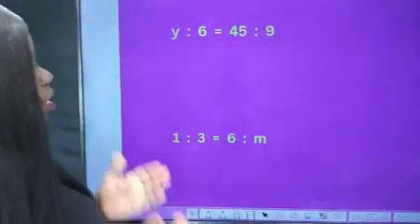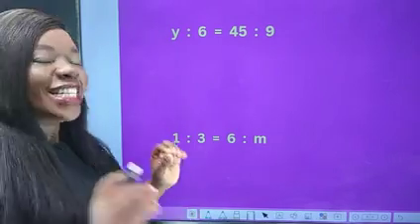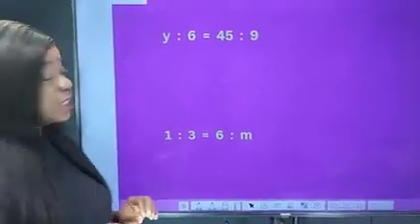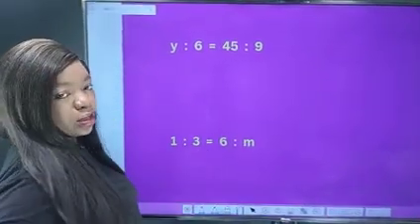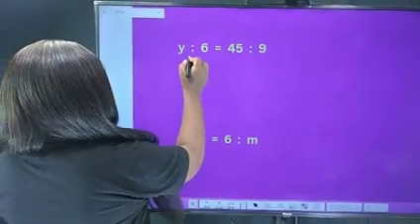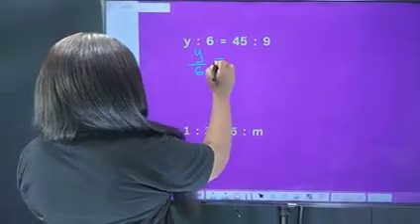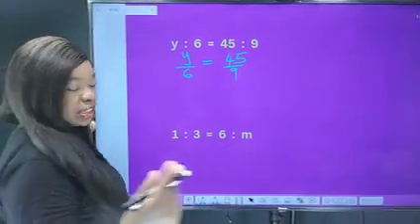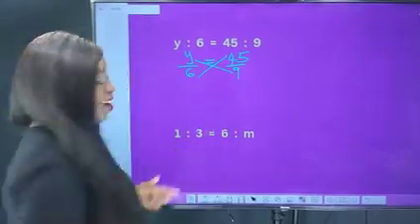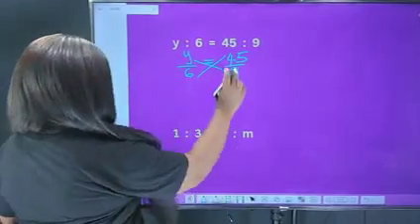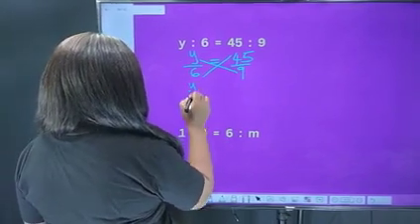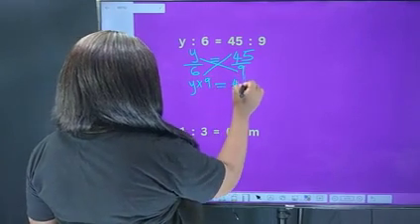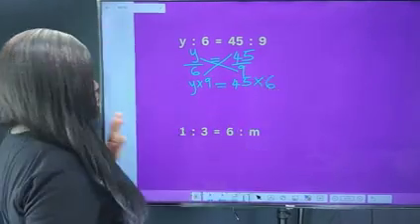Let's move on. Another example on finding the missing ratio. We have y is to 6 equals 45 is to 9. So first thing you need to do is to express as fraction. So that will be y over 6 is equal to 45 over 9. This is fraction. And the next thing you do is to cross multiply. So this is how to cross multiply. Y times 9, which is also known as 9y, equals 45 times 6. So you have cross multiplied.